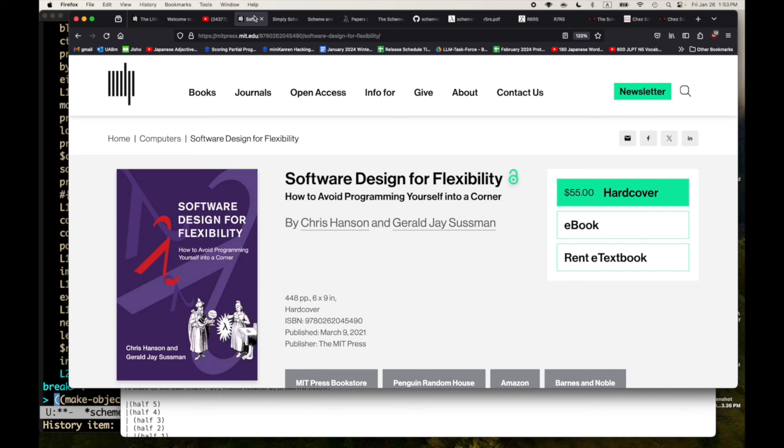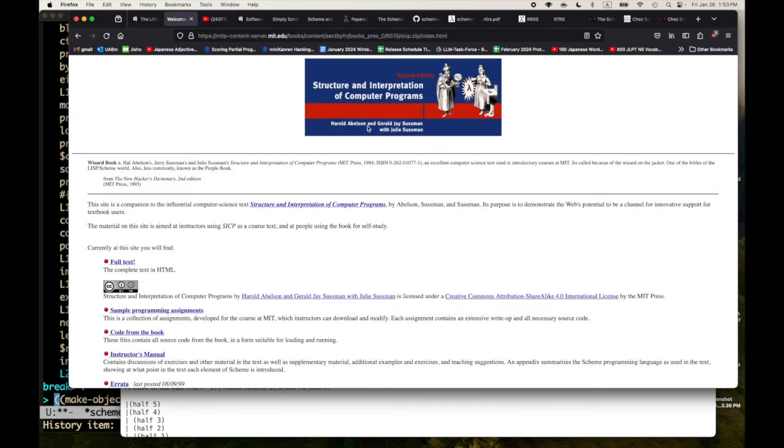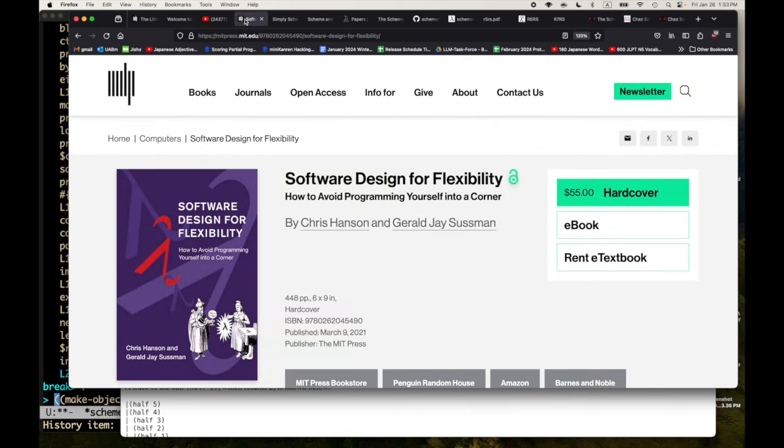There's a follow-on book, intellectually, called Software Design for Flexibility, How to Avoid Programming Yourself into a Corner, by Chris Hanson and Gerald J. Sussman. This is metaphorically the advanced follow-up of Structure and Interpretation of Computer Programs. It's really about how you write complicated programs in such a way that if you want to make a significant change to the program, you don't have to throw away all your code and start over again? Turns out to be quite tricky.